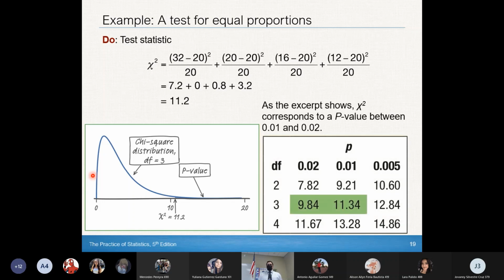As the excerpt shows, chi-squared corresponds to a p-value between 0.01 and 0.02. Our 11.2 falls between these two numbers, 9.84 and 11.34, with 3 degrees of freedom. We will most likely be a little bit closer to 0.01 because 11.2 is closer to 11.34. That's just a little bit of working the logic there. Does anyone have any questions about the math part of this?